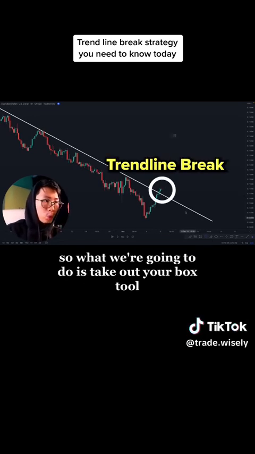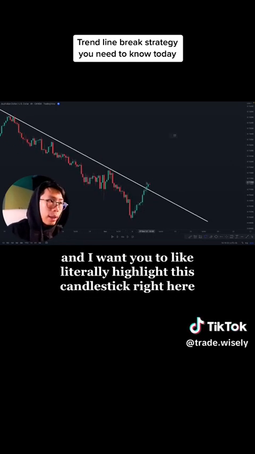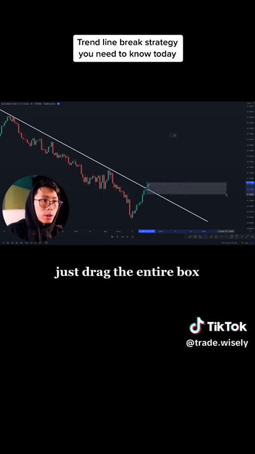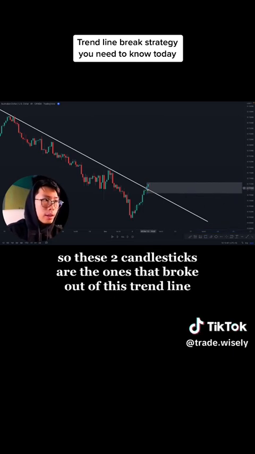So what we're going to do is take out your box tool. Once again, take out your rectangle tool, and I want you to literally highlight this candlestick right here, and then just draw a box around here. Just drag the entire box and drag it to the right like this. So these 2 candlesticks are the ones that broke out of this trend line.